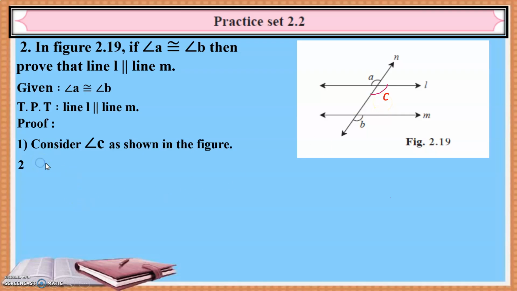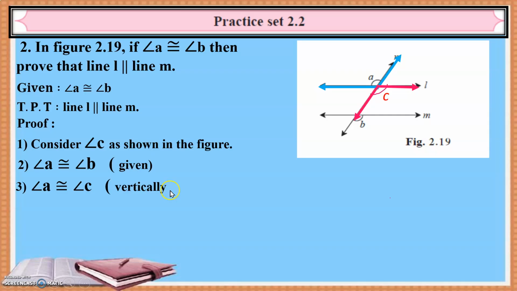So next statement we shall be writing what is given, angle A congruent to angle B, that is given. So this is angle A and angle B is given. So we have written the first statement. Now next statement we shall be writing between angle A and angle C. We know that there is a relation. What type of angles they are? They are vertically opposite angles, you can see. So we write angle A congruent to angle C, vertically opposite angles.